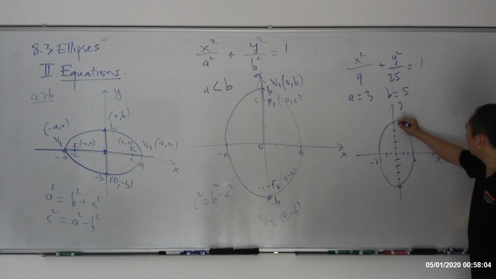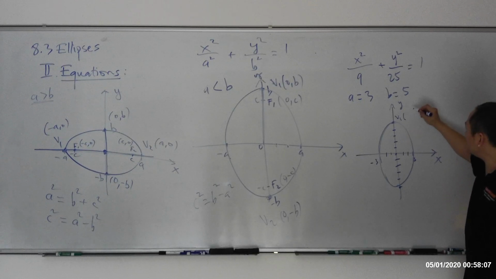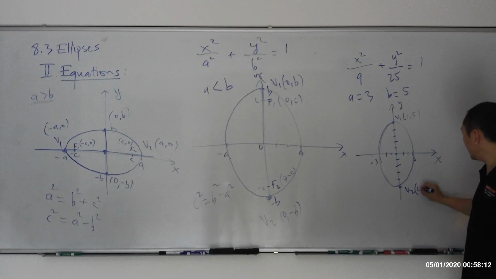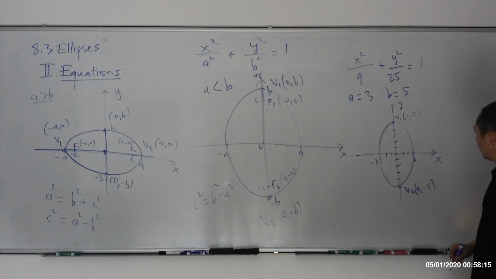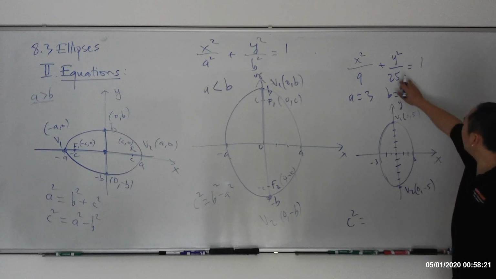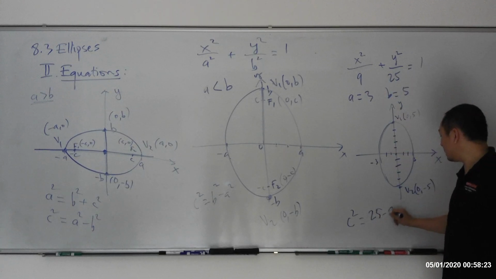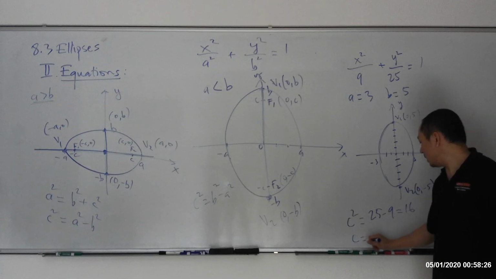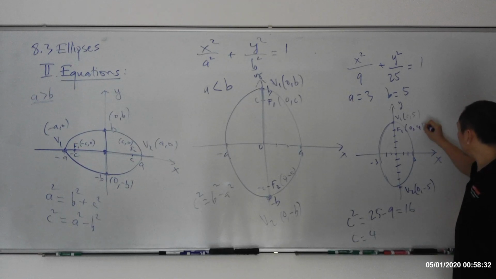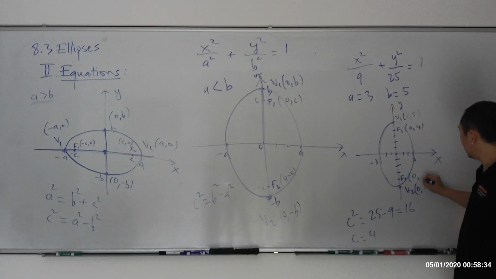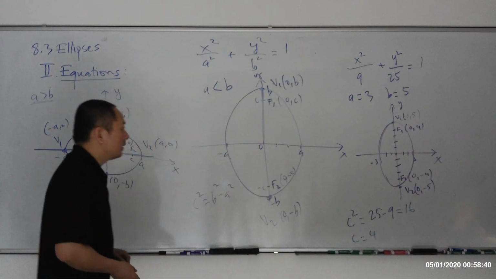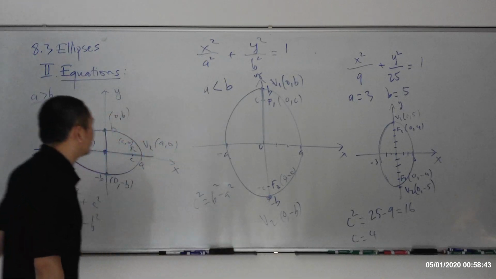Okay, at this point, vertex V1 is at 0 comma 5. V2 is at 0 comma negative 5. And how do we calculate the two foci? We calculate c. We know that c squared is bigger minus smaller, so 25 minus 9 equals 16. So c is equal to 4. So the two foci here: F1 is at 0 comma 4, and F2 is down here at 0 comma negative 4. And pretty much that's everything about the ellipse centered at the origin.